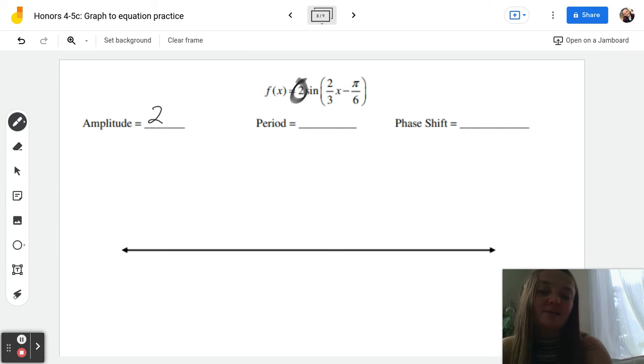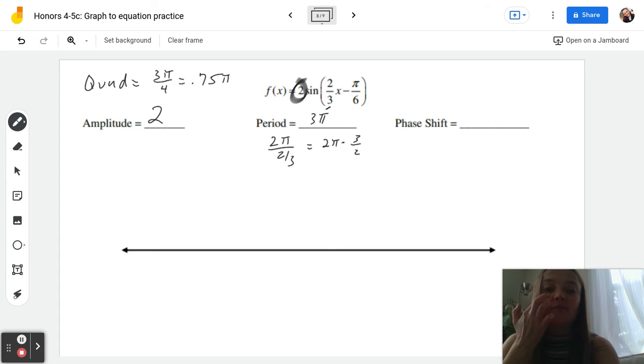The period is found by taking 2 pi, divide by b, which is 2 over 3, which is going to be 2 pi times 3 over 2. And once again, we're going to get 3 pi, which means that my quadrant needs to be set up into 3 pi divided by 4, which is 0.75 pi. All right, let's go and find the phase shift.